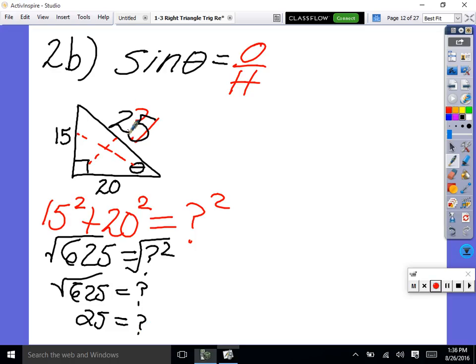I have people put that as their answer. No, that was just to be able to do opposite over hypotenuse. Opposite is 15, right? Over hypotenuse, which is 25. Go, calculate it on your calculator. Give me the simplified fraction. You type that in, hit math, enter. Let's practice that. 3/5. Good.